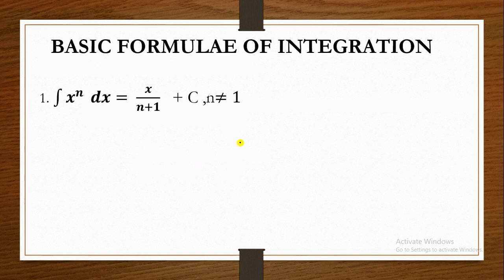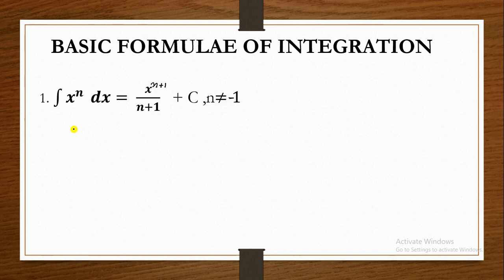Then follow some basic formulae of integration. First formula, integration of x power n dx. So result is x power n plus 1 upon n plus 1 plus c, where c is the integrating constant. Okay, and n is not equal to -1.